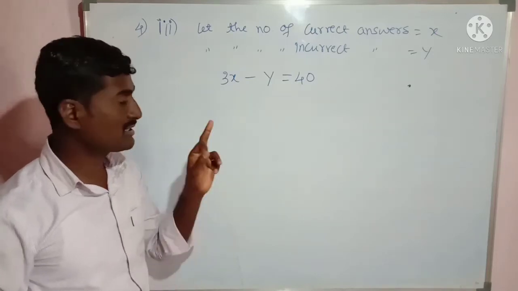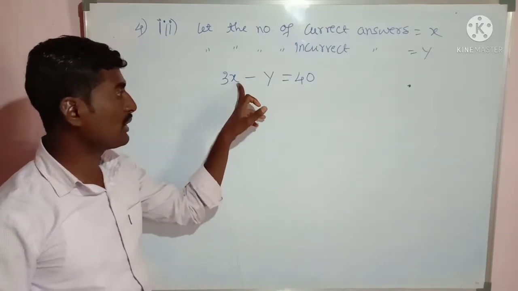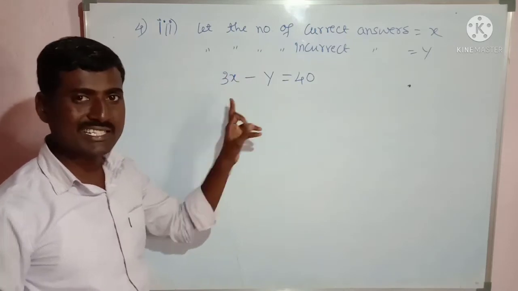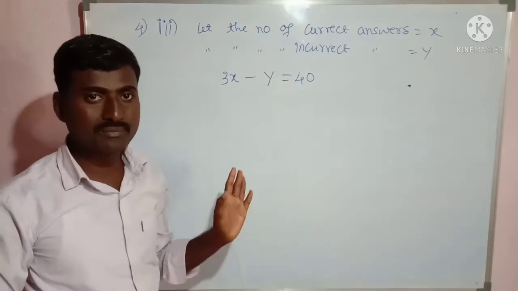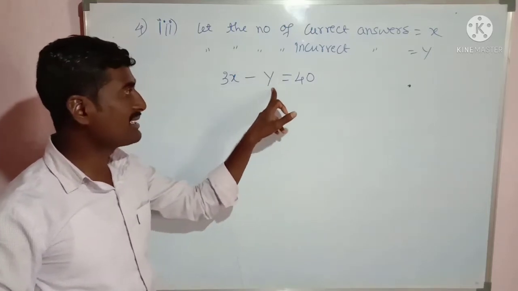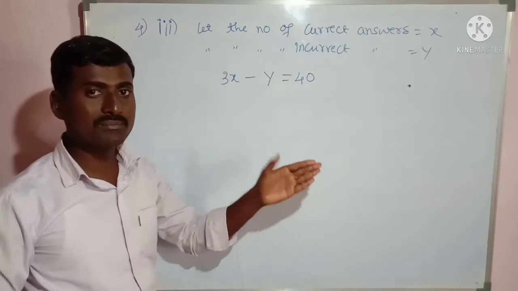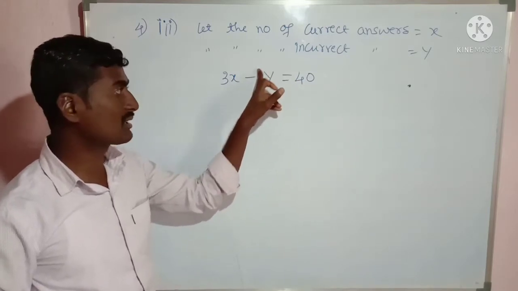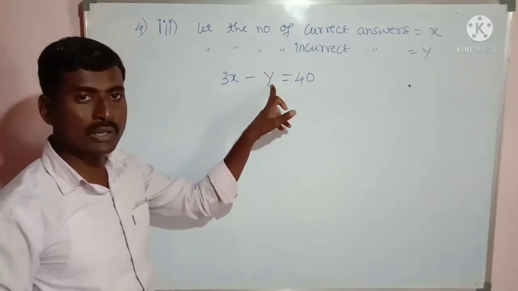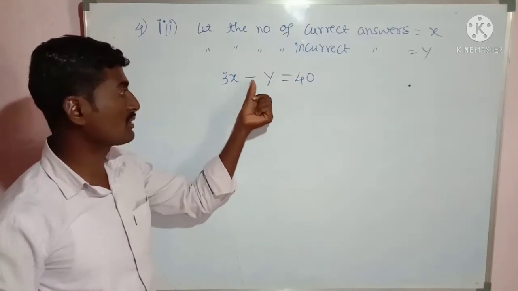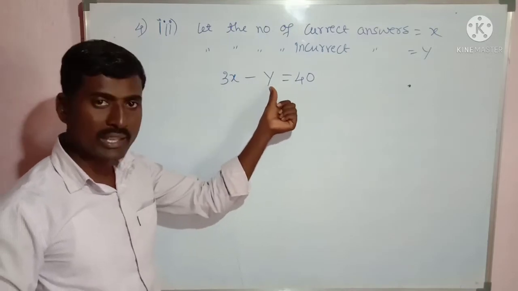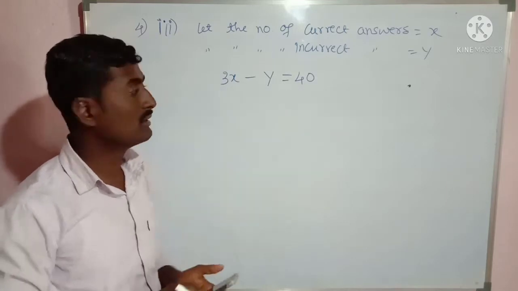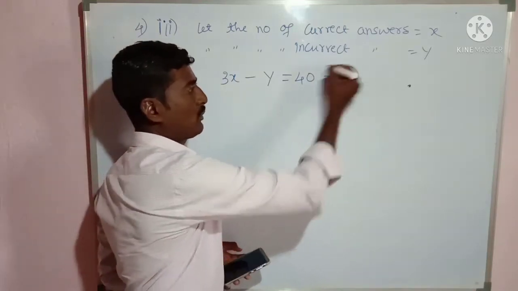For the first statement, 3x is nothing but the total marks obtained by Yash for correct answers only. And 1y is the total marks deducted for wrong answers, that is 1y. So deduction is there, so I have to subtract it. 3x minus y is equal to how much marks he got in the first statement? 40 marks. So 3x minus y equal to 40. This is equation number 1.